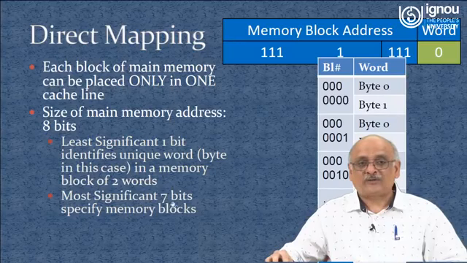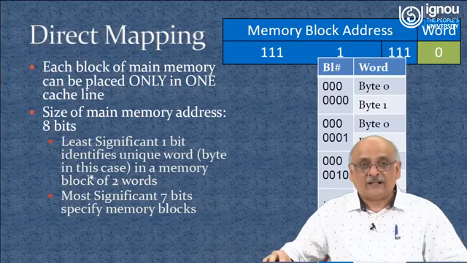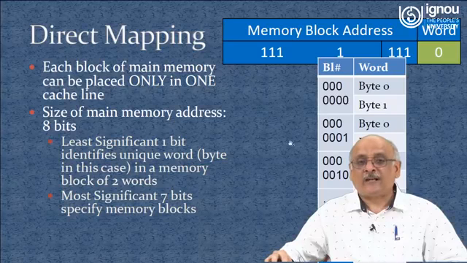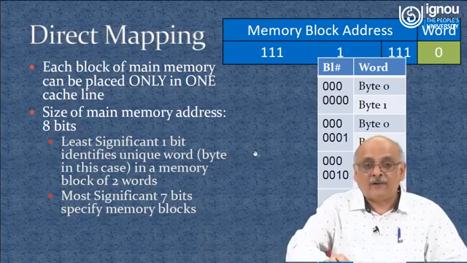So this is how the most significant 7 bits specify memory block. These 7 bits are specifying the memory block as is the case over here, and the least significant 1 bit identifies the unique word, that is byte in the memory location of 2 words. So which word we are referring to, just I explained with the help of example.